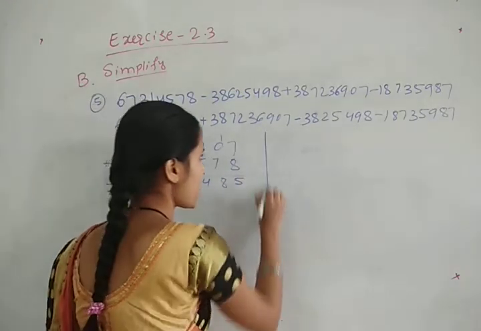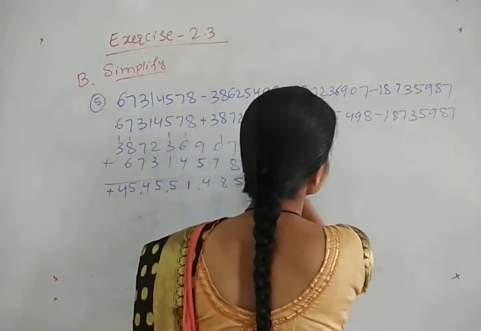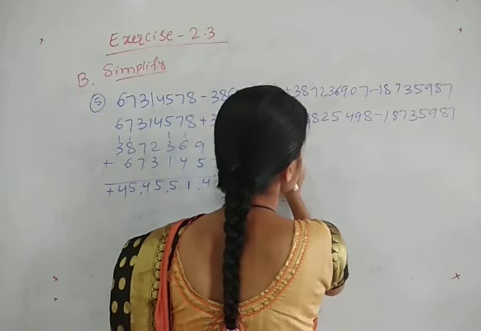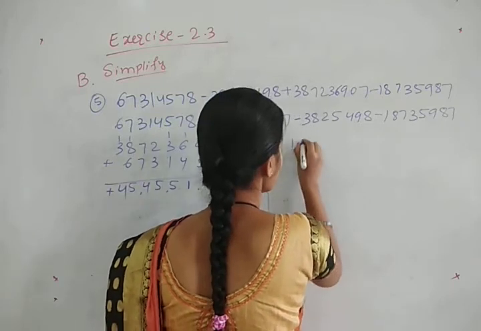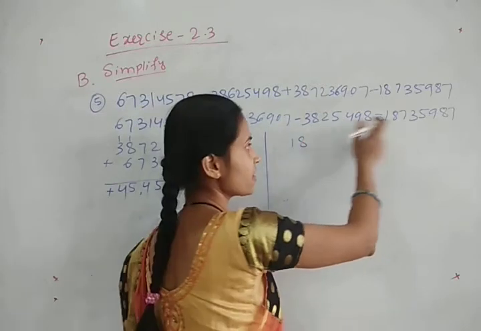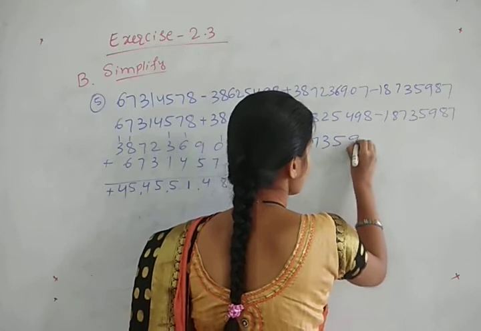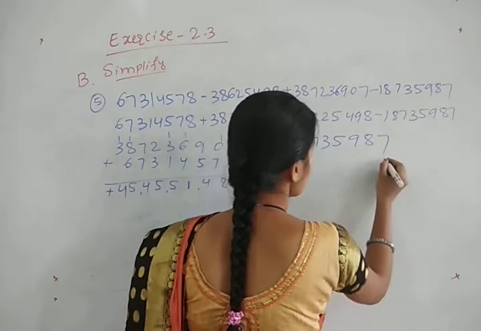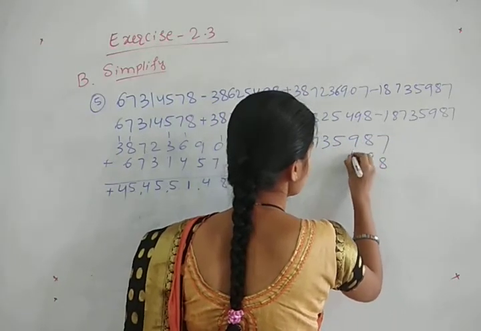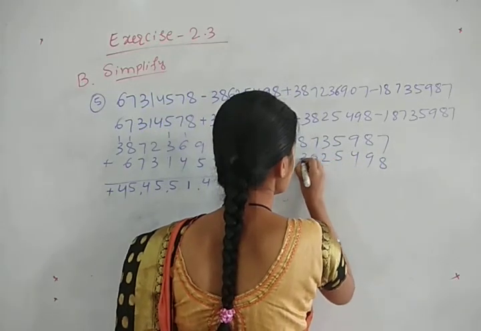Now let us add these two numbers. Okay. See here. So this is having 8 digits, it is having the 7 digits, so that I will write this first. Okay. 187 35987 8 9 4 5 2 8 3.